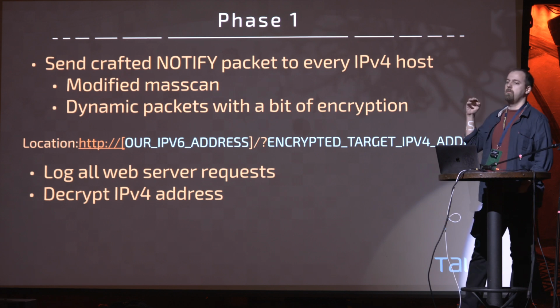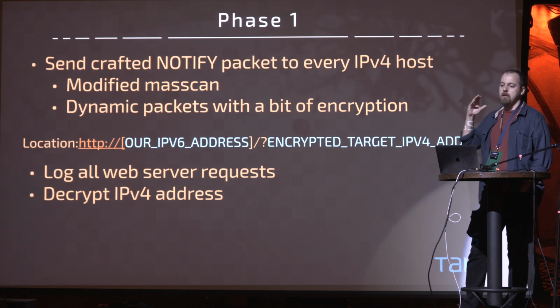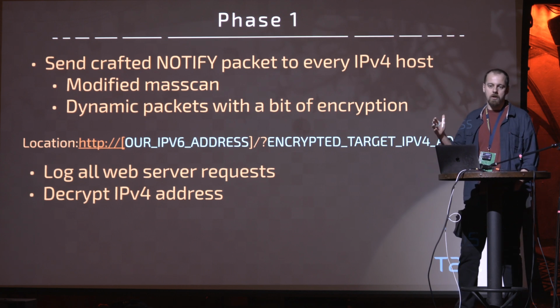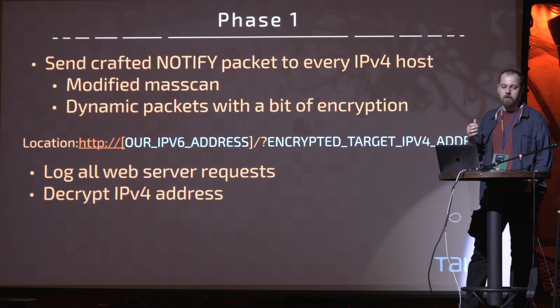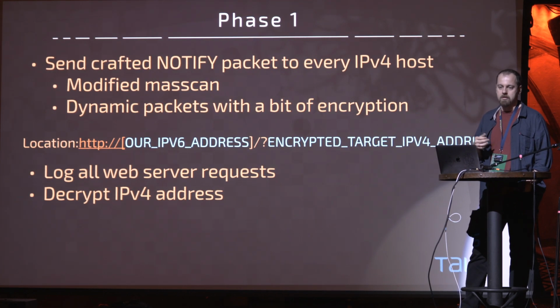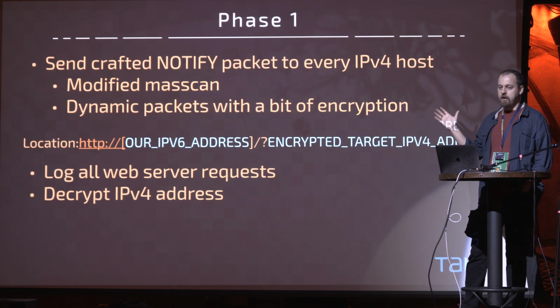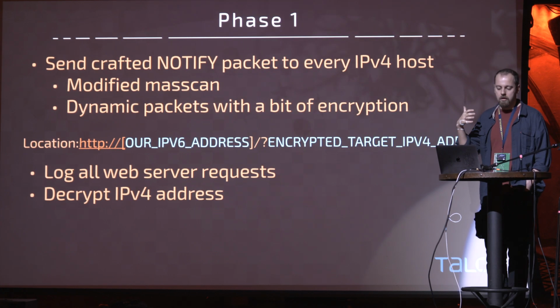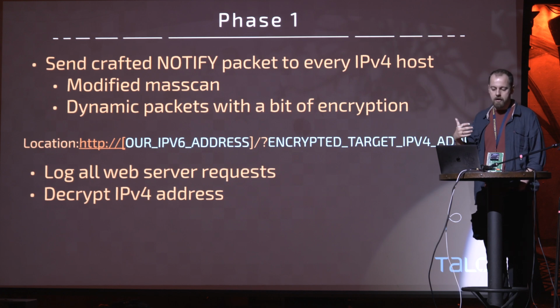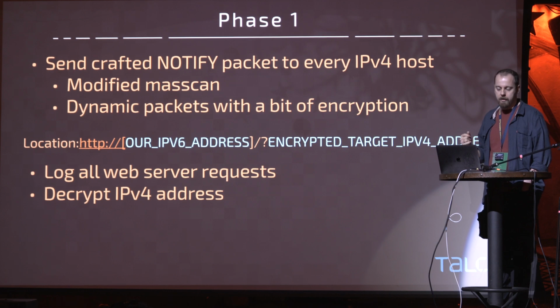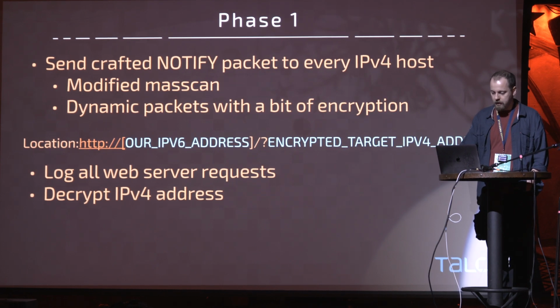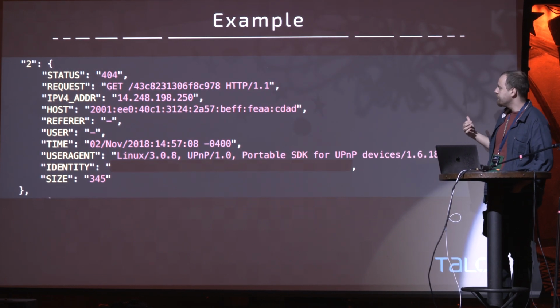So we take Masscan, scan the whole internet, send a single UDP packet to every single IPv4 address out there, excluding some IPv4 addresses that you're probably not supposed to talk to. And then just wait for the HTTP request to come back, log all the HTTP requests, and then decrypt this IPv4 address part. After we're done with that, we get something like this.